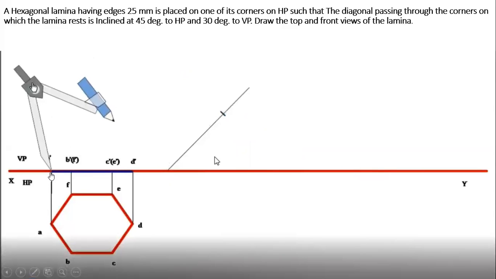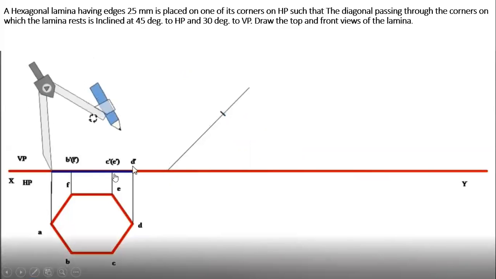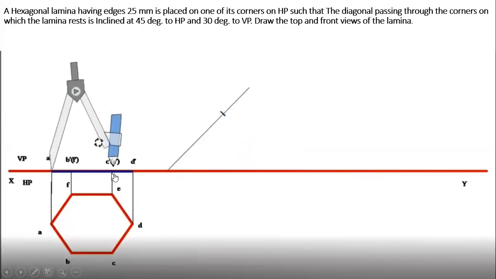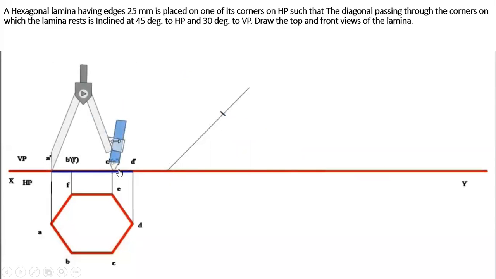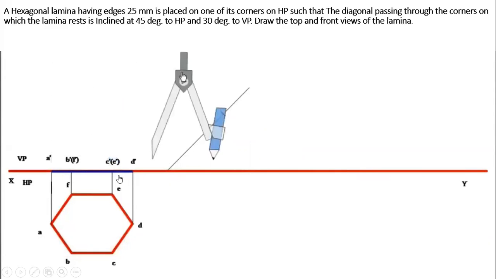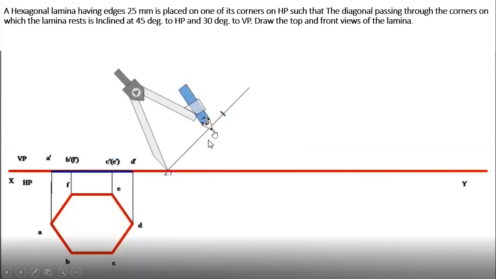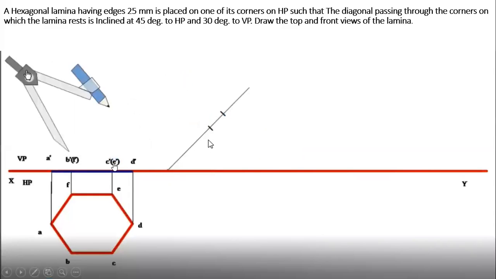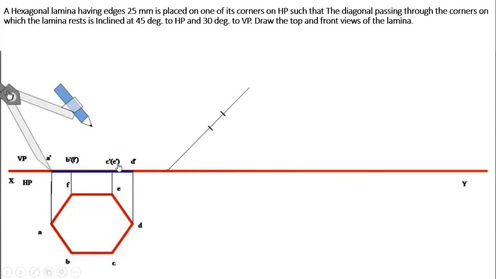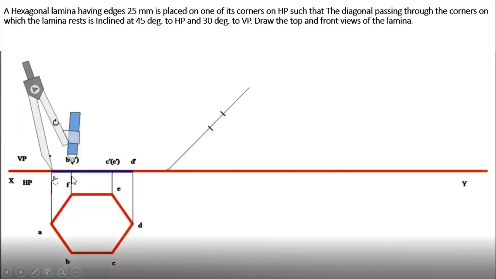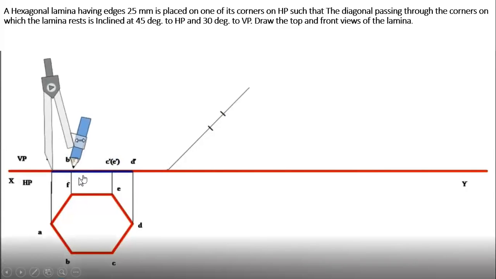Now again measure A dash to C dash from your compass, with A dash on the XY line. Cut an arc. Then you will get the point C dash in bracket E dash. Again, measure the distance from A dash to B dash.